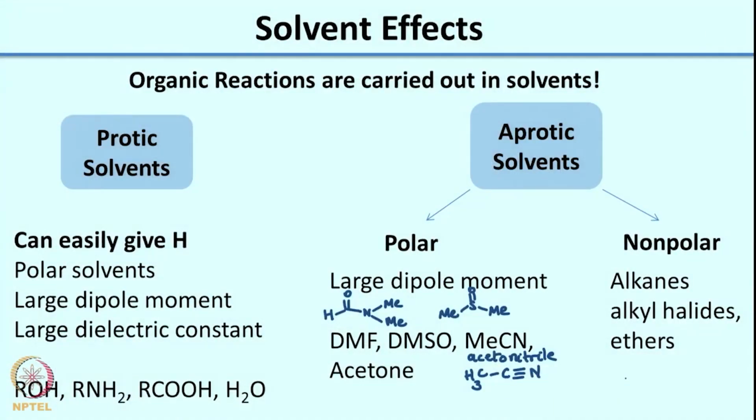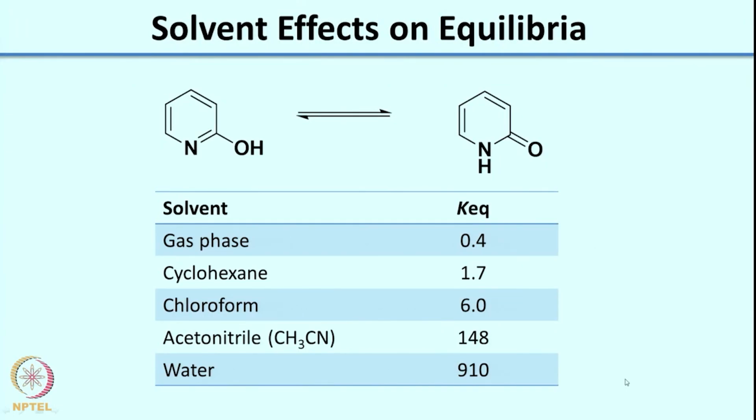So the question I had asked you before we went into the classification is, do they have an effect on the reaction? So let us first see what effect can they have on the thermodynamics, and a classic example is shown here. So here you have the equilibrium leading to formation of 2-pyridone. So here you have two forms, one is the aromatic 2-hydroxy form and the other is where you have an amide form.